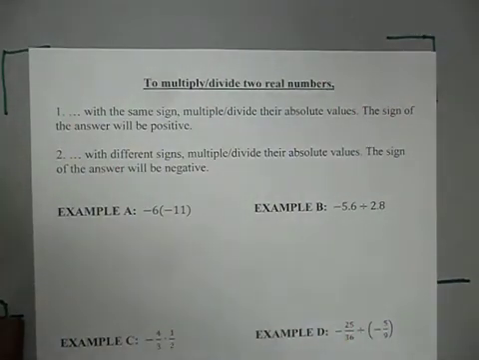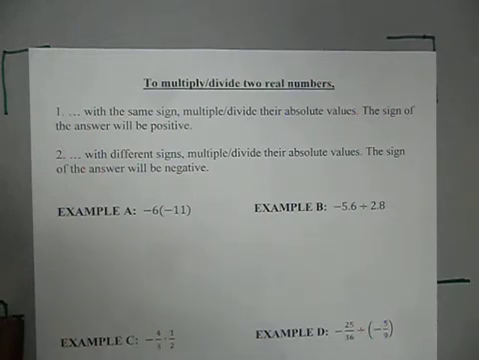In this video, we're going to be discussing multiplying and dividing two real numbers. So our rules for this are: if these two numbers that we are multiplying or dividing have the same sign, we are going to make the sign positive, and then we are going to multiply or divide, whichever the case may be, their absolute values.